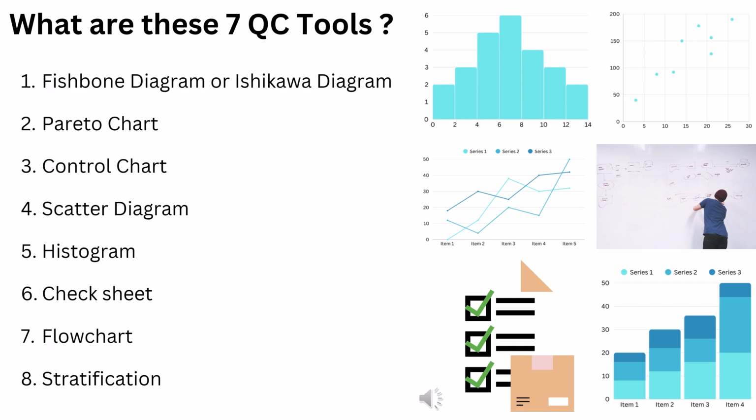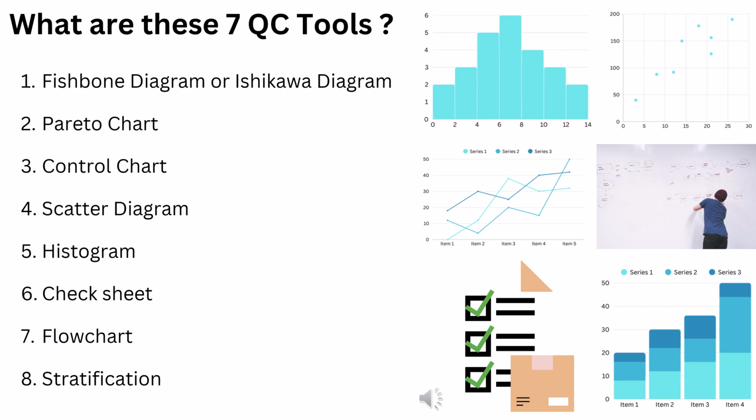Now, you may be wondering, what are these 7 QC tools we are talking about? These 7 QC tools include the first one and the most important one, the fishbone diagram or the Ishikawa diagram. The second one is the Pareto chart. The third one is the control chart. Fourth is the scatter diagram. Fifth is the histogram. Sixth is the check sheet. Seventh is the flow chart. And the eighth is stratification.